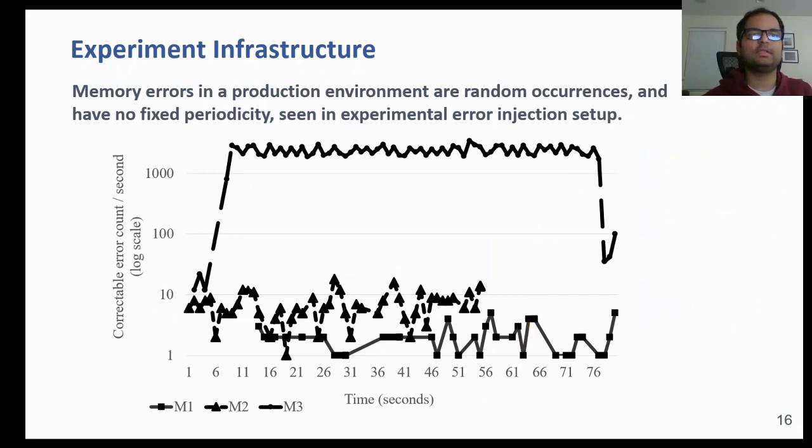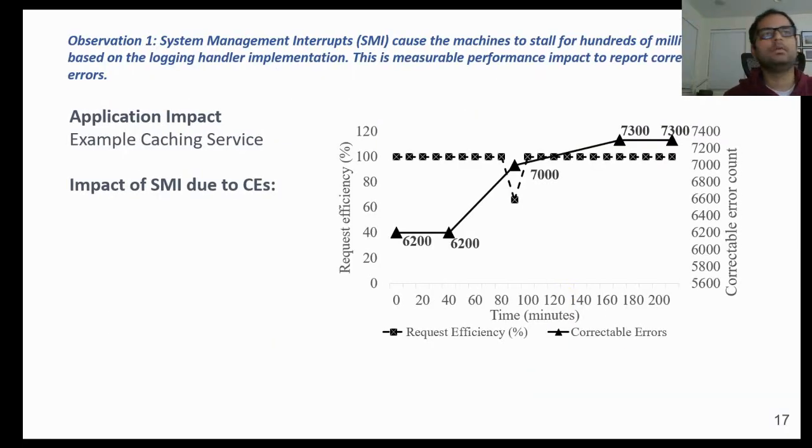One additional thing before we go to the observations is to note that memory errors in a production environment are random occurrences and therefore have no fixed periodicity. This fixed periodicity is usually seen in an experimental error injection setup. But in this graph below, when we plot time along the x-axis and the correctable error rate across different machine types on the y-axis, we see that the error rates are not predictable. You can see that three different machine types have different error rates at different intervals of time. As a result, this is a production traffic experiment and not a synthetic experiment done by using error injection.